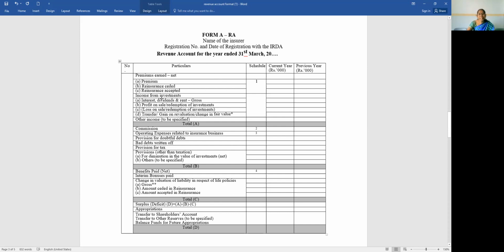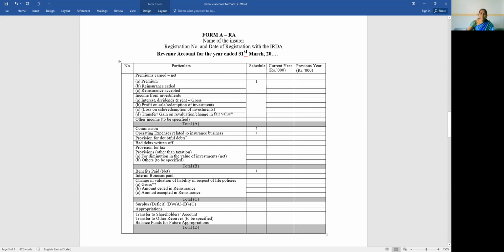Okay. Next is, other than this, what else will they get? Income from investment, because they are collecting the premium. That premium will be invested; they may be investing in shares, they may be investing in debentures, or they may be giving it as a loan, long-term debts, whatever it is. From that, they will be receiving some income. So what are the incomes? Some examples are given here. So interest, dividend, rent, gross.